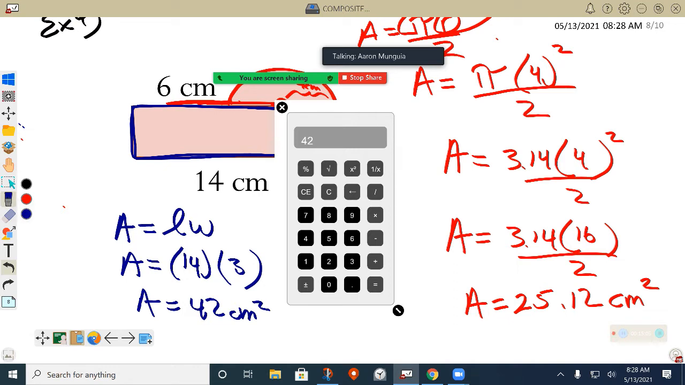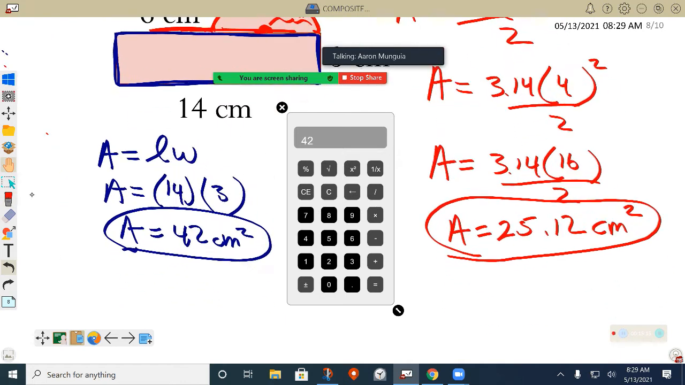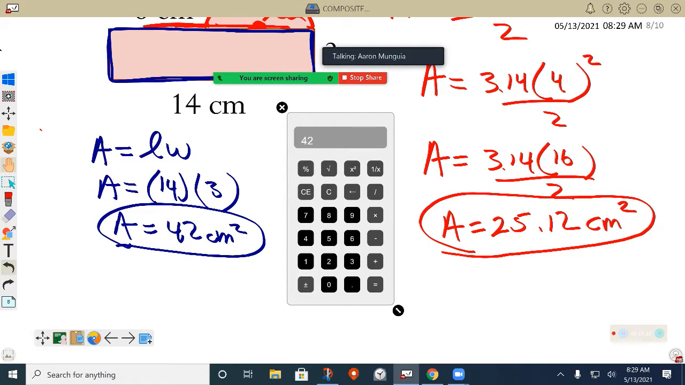So I got the area of the rectangle, I got the area of the half circle. I'll add those up and we're rocking and rolling. We have the total area. So 42 plus 25.12, I get a whopping total of 67.12. So the area then is 67.12 square centimeters.